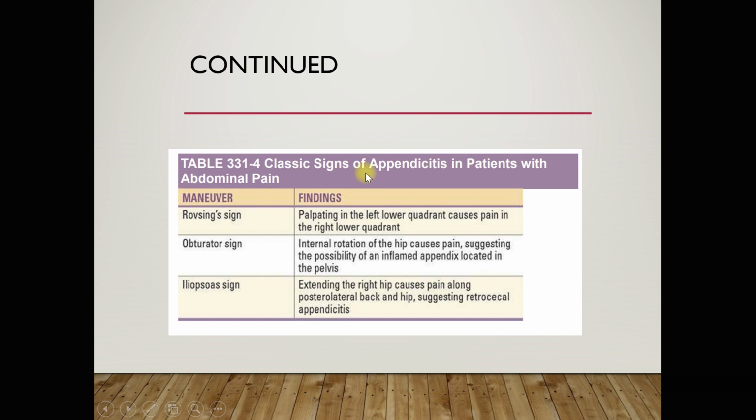There are three maneuvers which can be performed by the physician and have their own respective findings. Rovsing sign: palpating the left lower quadrant causes pain in the right lower quadrant. Obturator sign: internal rotation of the hip causes pain, suggesting the possibility of an inflamed appendix located in the pelvis. And iliopsoas sign: extending the right hip causes pain along the posterolateral back and hip, suggesting retrocecal appendicitis. These are the selected maneuvers with respective findings suggesting the specific location of the appendix.